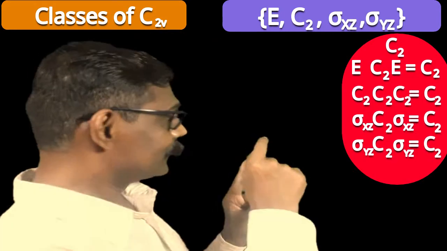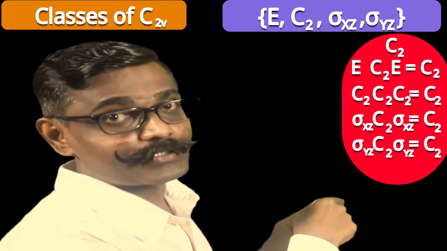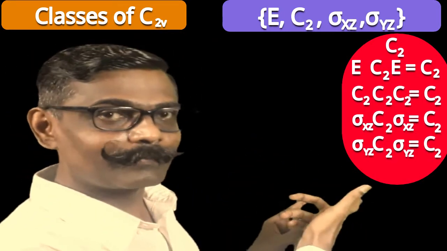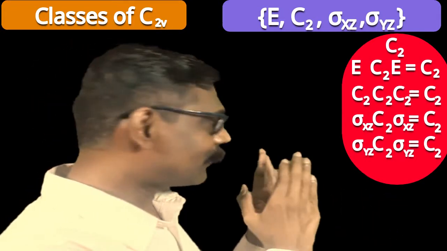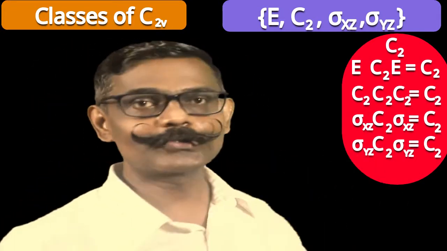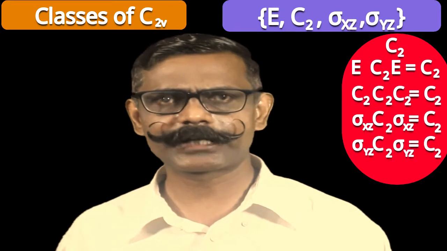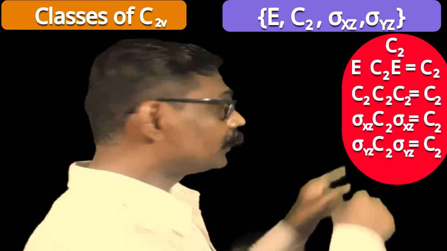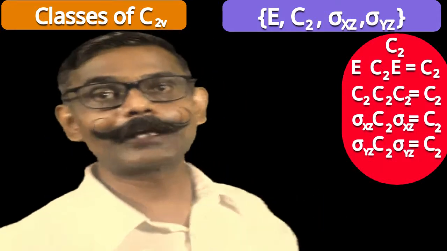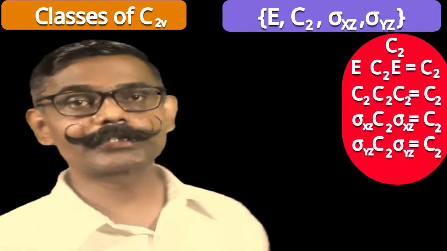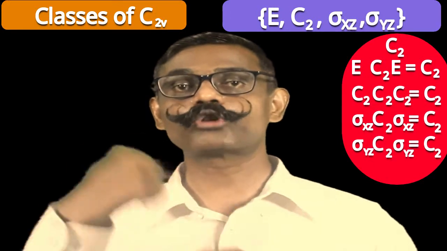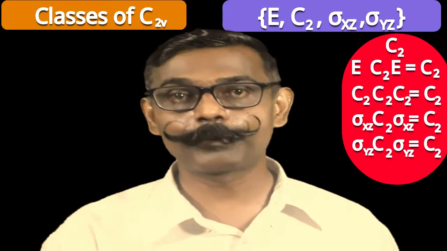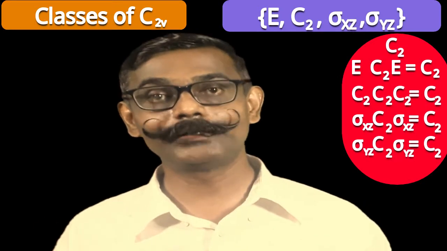Now see the last. Sigma yz as X inverse I am considering, because the inverse of a reflection is the reflection only. Sigma yz into C2 into sigma yz. Let us apply our multiplication table knowledge. Sigma yz into C2 is sigma xz. Sigma xz into sigma yz is C2. Therefore the answer is C2. Conclusion: C2 is a similarity transform of C2, C2 is conjugate to C2. C2 is the only operation belonging to the class, so the order of that class is 1, h is equal to 1. So it is the second class that we derived now.